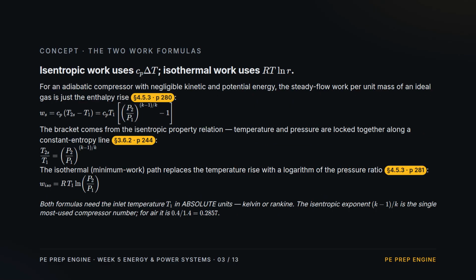2 formulas anchor every problem. For an adiabatic compressor, the work per unit mass is simply the enthalpy rise. Cp times the temperature jump from inlet to the isentropic exit. And that exit temperature is fixed by the isentropic relation. The temperature ratio equals the pressure ratio raised to (k-1)/k. The isothermal minimum work path drops the temperature rise entirely and uses R times inlet temperature times the natural log of the pressure ratio. Watch the units. Inlet temperature must be absolute, Kelvin or Rankine.